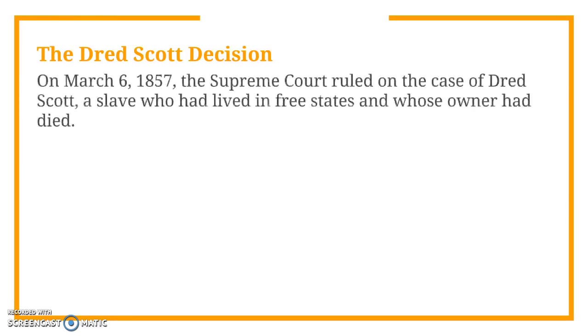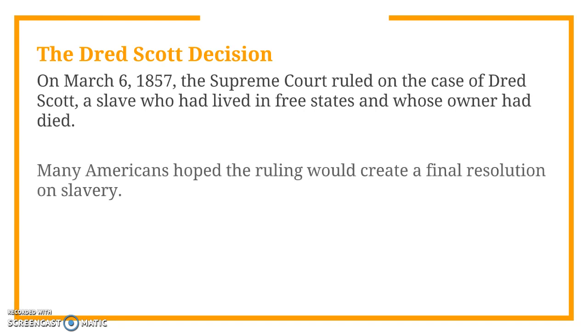The Dred Scott Decision took place on March 6, 1857, when the Supreme Court ruled on the case of Dred Scott. Now, Dred Scott was a slave whose master had moved him all around the country, including living in several free states. And so when Dred Scott's master died, Scott sued for his freedom. He said that because he had lived on free soil before, and now that his master had passed away, he was now a free man.